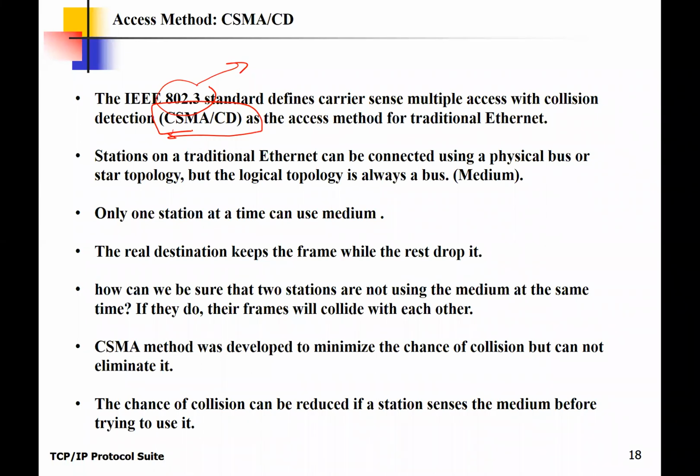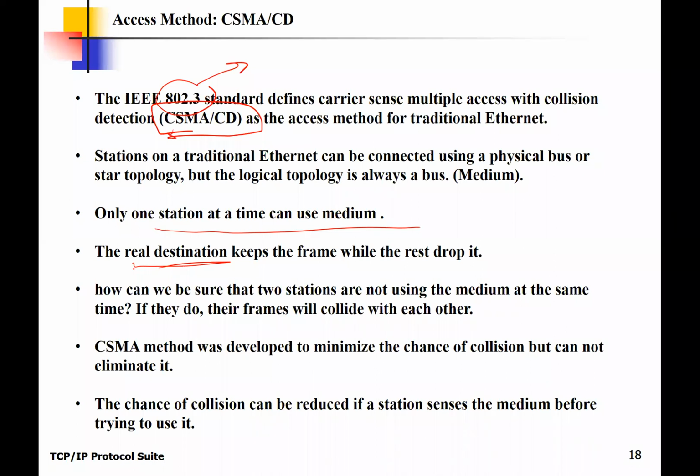Only one station at a time can use the media. If two devices send data at the same time, what's going to happen? We will have a collision. That's why we need only one device sending data at a time. Now I'm sending data. Remember, when I'm sending data, I'm sending it to everybody. That's why our frame has a source and destination, correct? If I'm the destination, I receive the frame. What do I have to do?